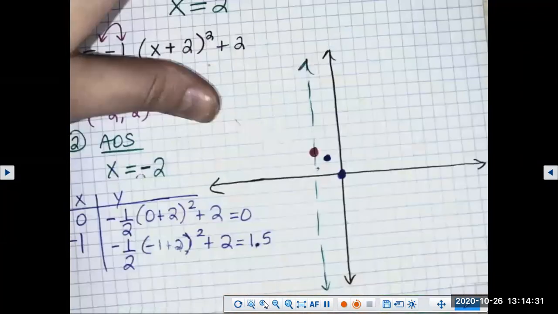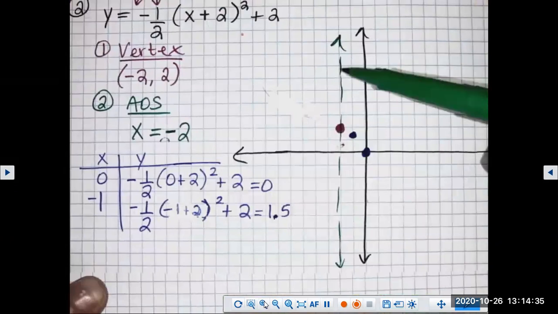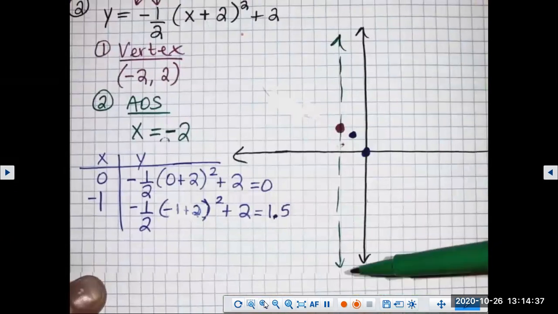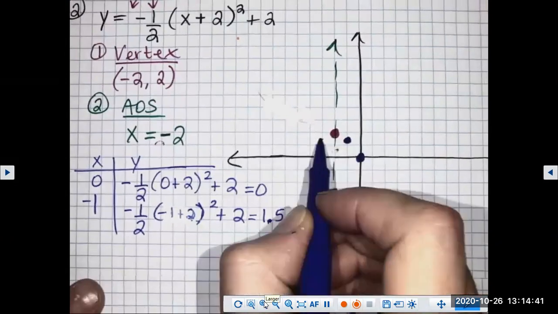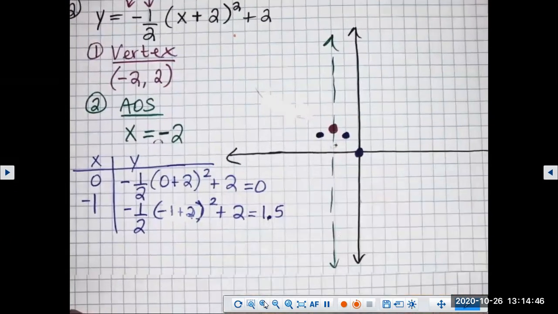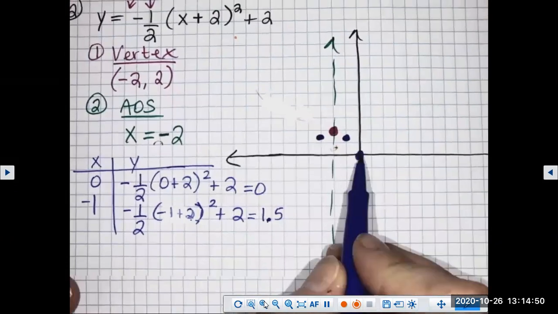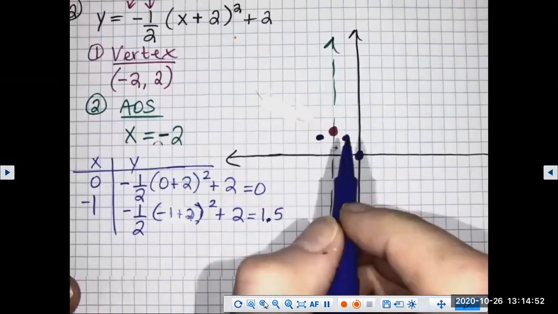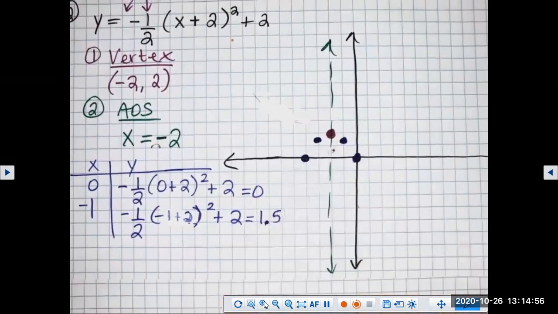Okay, your axis of symmetry, once again, goes through that vertex and it splits the graph in half. So this point is one place away, so you get the same point on the other side. This point was 2 places away from your axis of symmetry, so go 2 places on the other side. And then just connect all of them.